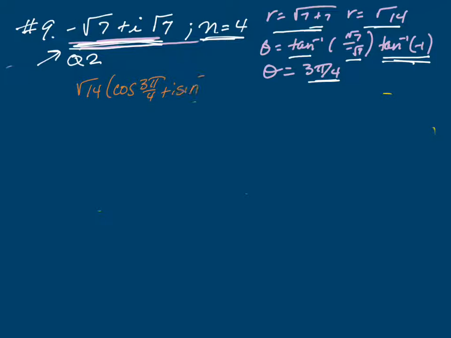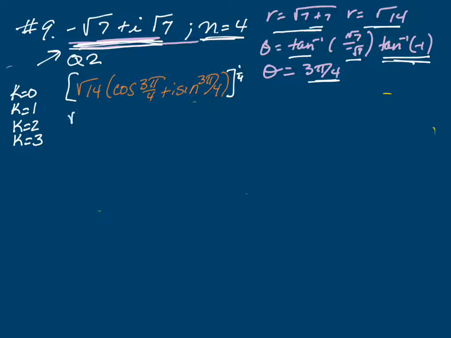So our function is square root of 14 times cosine of 3 pi over 4 plus I sine of 3 pi over 4. And we want to raise that to the 1/4 power. Okay, and then if you remember how to do that, you have to do it for k equals 0, k equals 1, k equals 2, and k equals 3. So we're going to have to do this 4 times. So let's use the formula to get the base with k, and then we'll put 0, 1, 2, and 3 in for k.